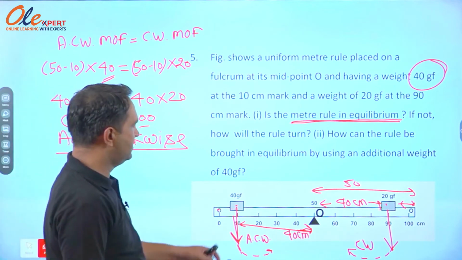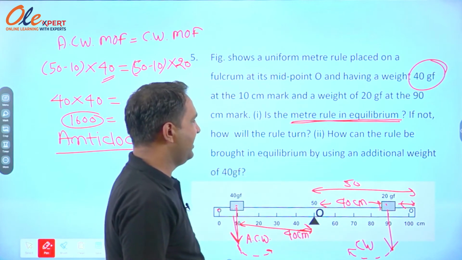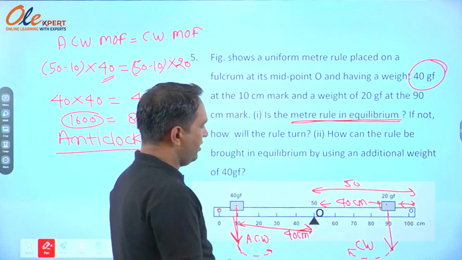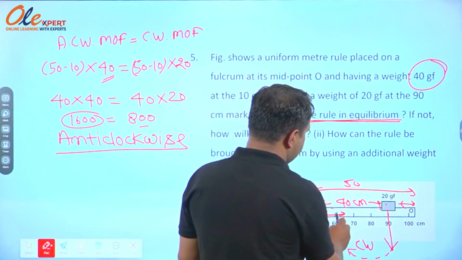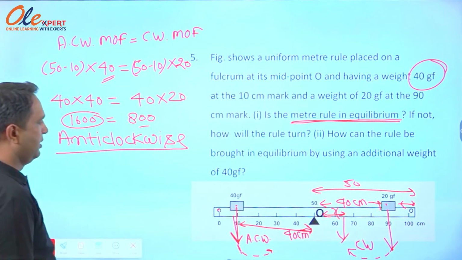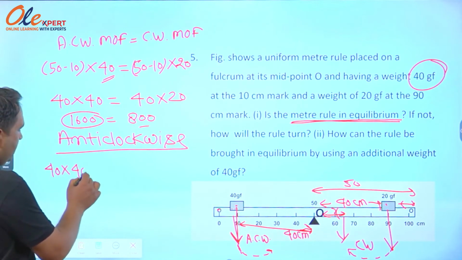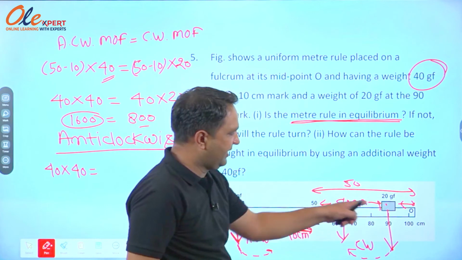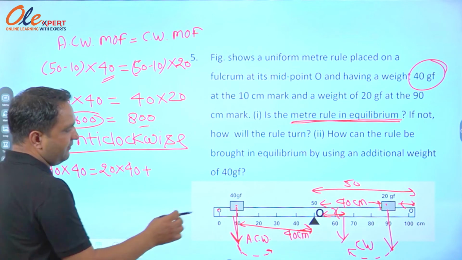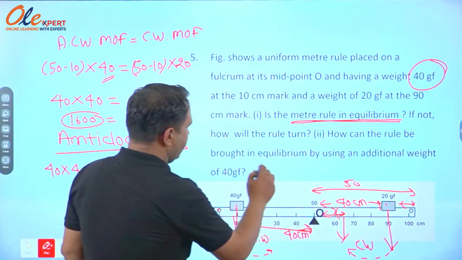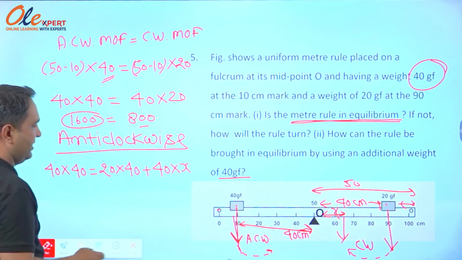The next question is, how can the rule be brought into equilibrium by using an additional weight of 40 GF? So now we will suspend an additional weight of 40 GF somewhere at x distance at this side to balance it. So what will be the equation? 40 into 40 is equal to 20 into 40 plus the additional 40 GF at some distance of x centimeter.